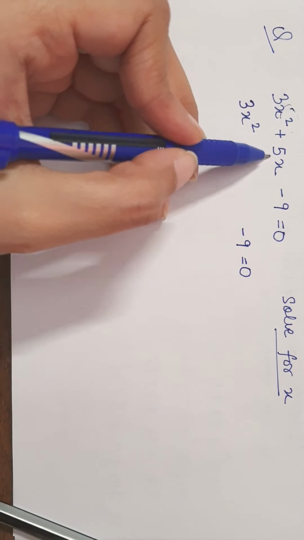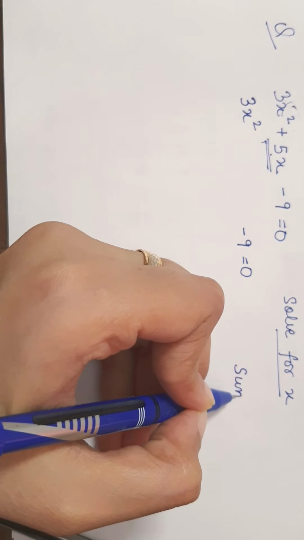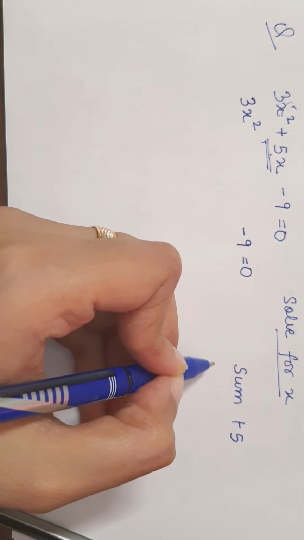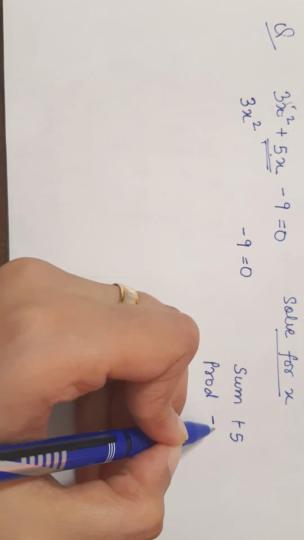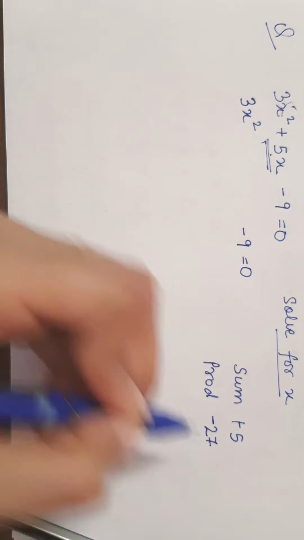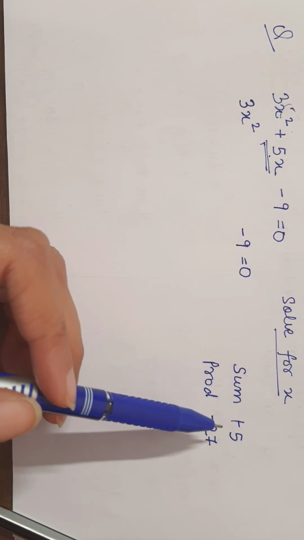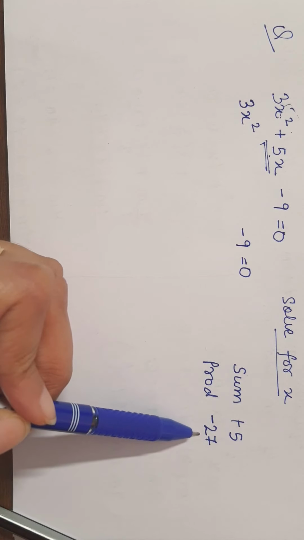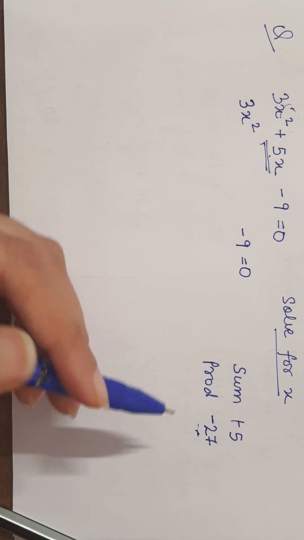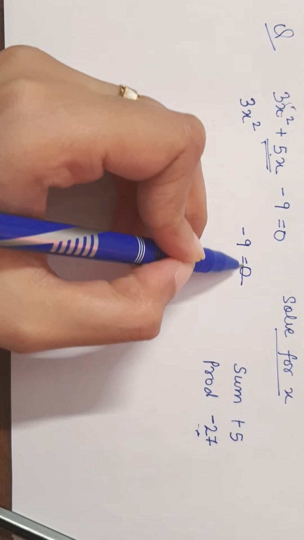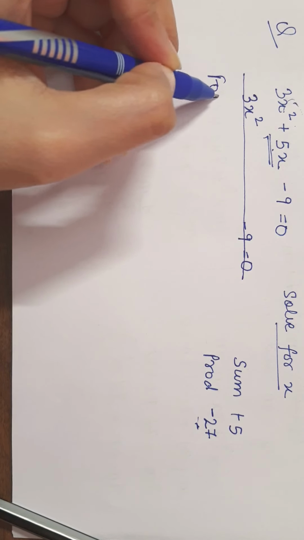That means I have to split this term. So as sum I need plus 5, and as product I need minus 9 into 3, minus 27. Now try to make pairs. Is there any possibility where the sum we will get is plus 5 and the product will be minus 27? No. In such cases we cannot solve it by splitting middle term. So I need to solve it by using the formula.